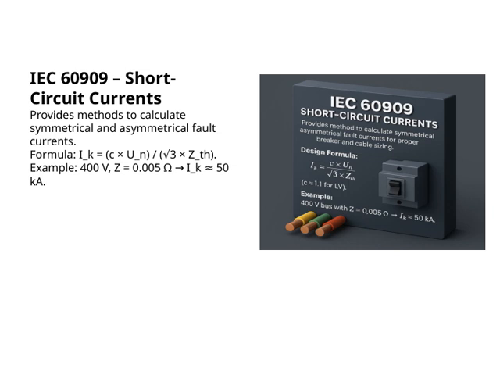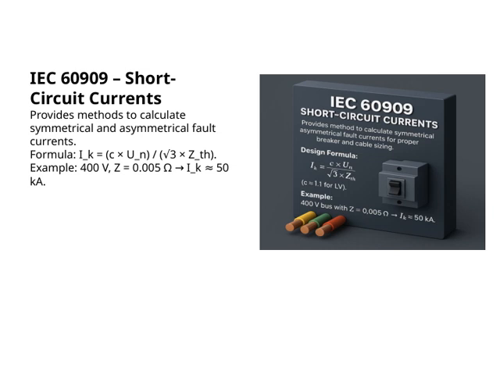This formula helps us estimate the short-circuit current at a given point in the system. For example, if we have a voltage of 400 volts and an impedance of 0.005 ohms, plugging these into the formula gives us a short-circuit current of approximately 50 kiloamperes.